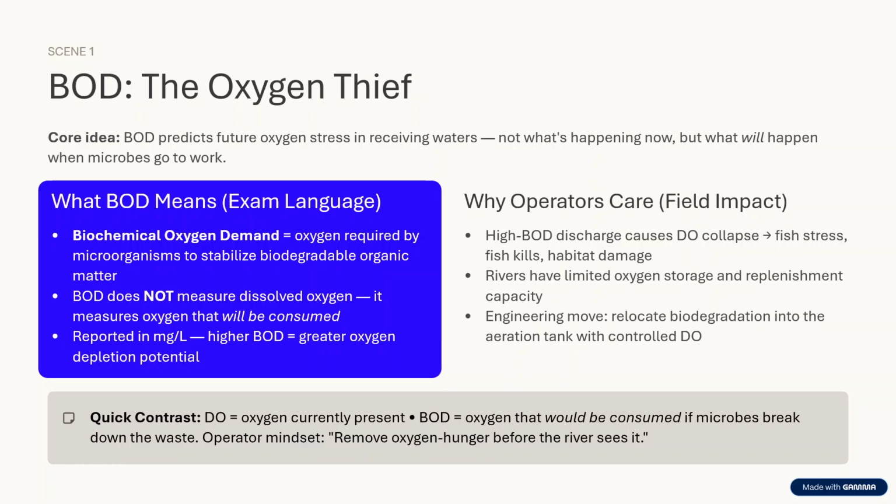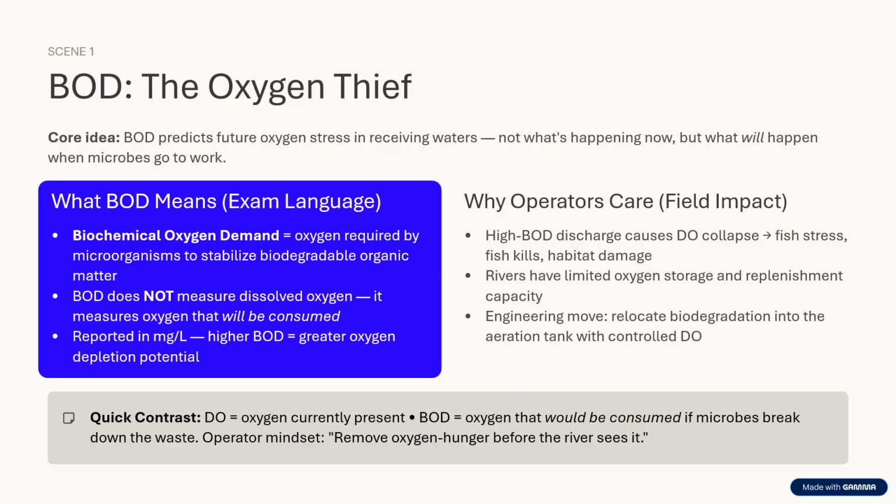These words signal BOD. Now let's connect this to your job. In a wastewater treatment plant, raw influent wastewater may have BOD of 200 to 300 milligrams per liter or higher. After treatment, BOD of the effluent wastewater may be required to be below 25 milligrams per liter, which is the monthly average in many permits.